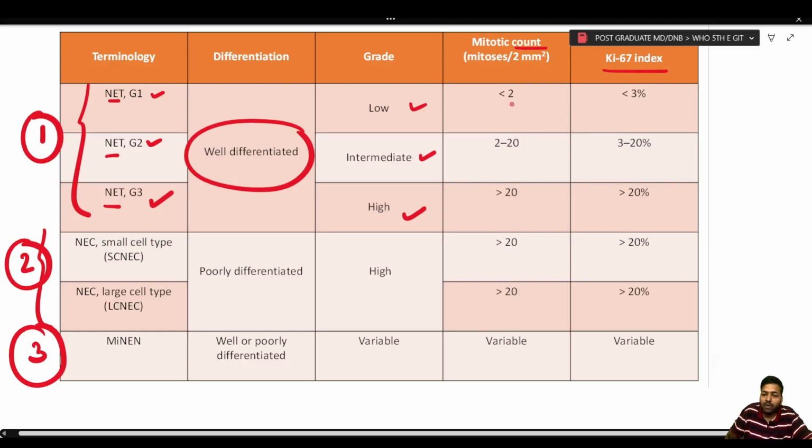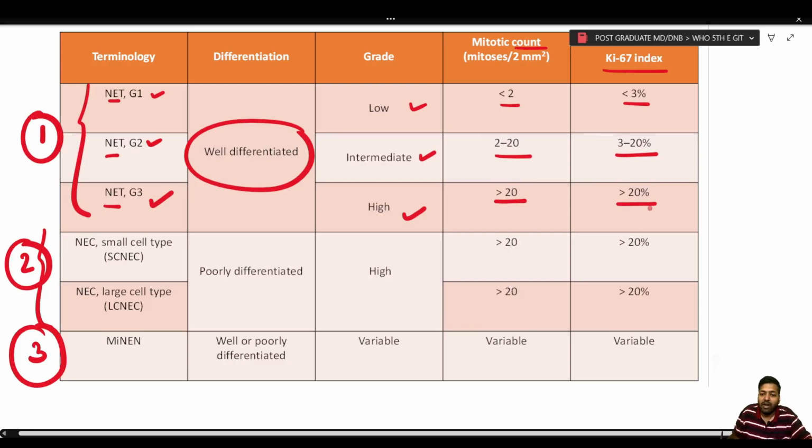So in grade 1 tumor, the mitotic count is less than 2 and the Ki67 index is less than 3%. In grade 2 tumor, the mitotic count is between 2 to 20 and the Ki67 index is between 3 to 20%. In grade 3 tumor, the mitotic count is more than 20 and the Ki67 index is more than 20%.